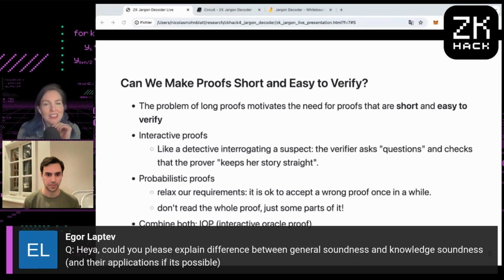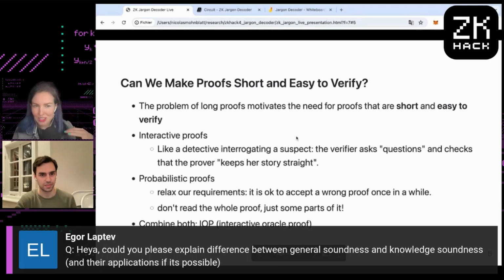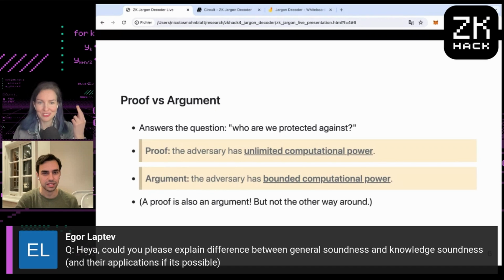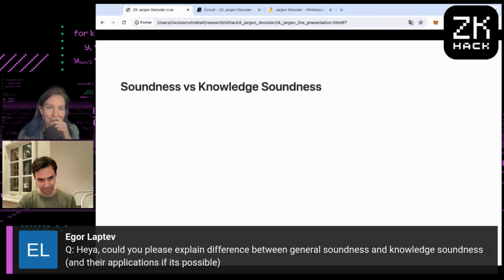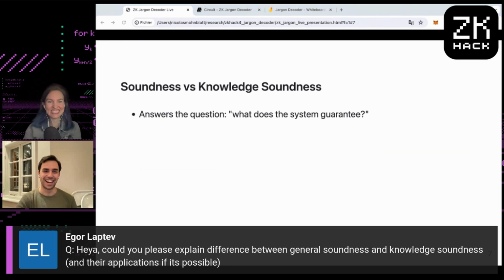Can you please explain the difference between general soundness and knowledge soundness? In the list I shared, that's general soundness, completeness, and zero knowledge. So maybe we should start with a definition of what knowledge soundness is, and then why there are these two kinds of soundness. Glad you asked. The slide is ready to go. We were ready for this one.